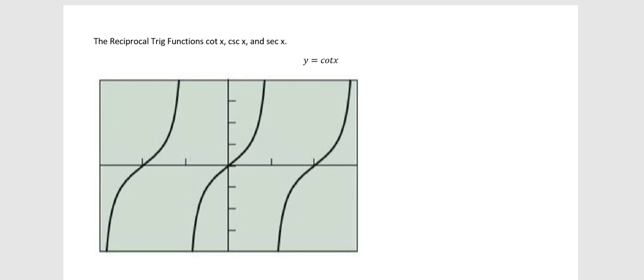Okay, cotangent. Now, cotangent is the reciprocal of tangent. So that would be cosine on the top and sine on the bottom. Okay, so what you see in this graph is a tangent function, right? That's basically what you're seeing. So how does cotangent relate to it? Well, it's a reciprocal.